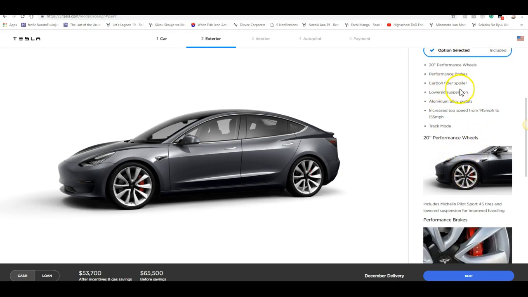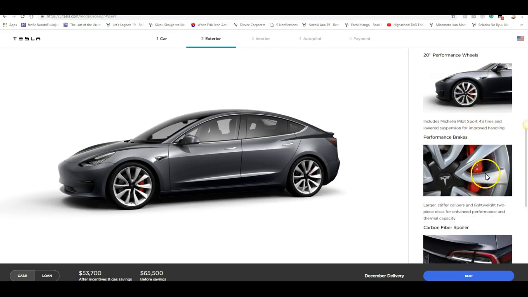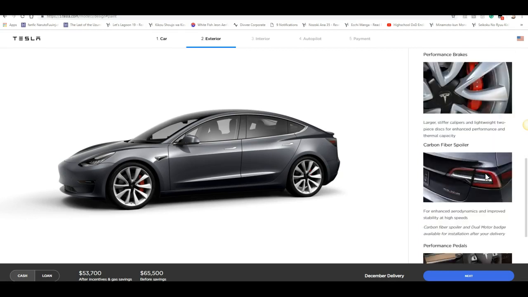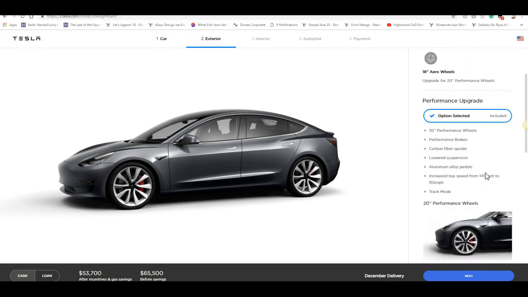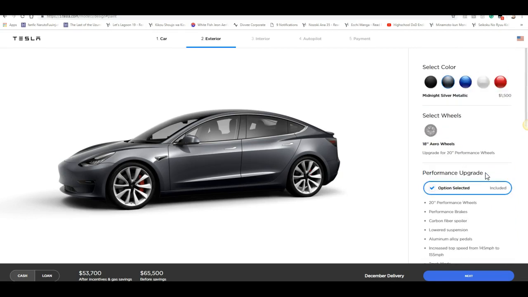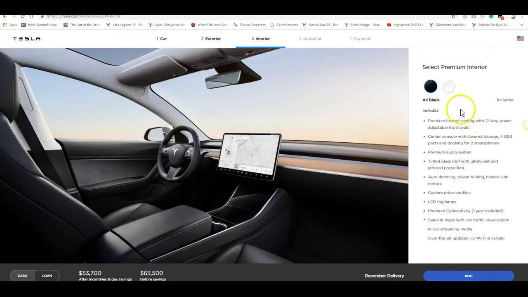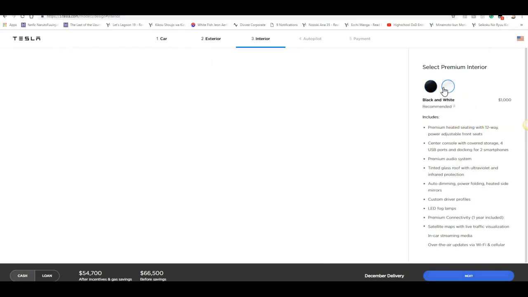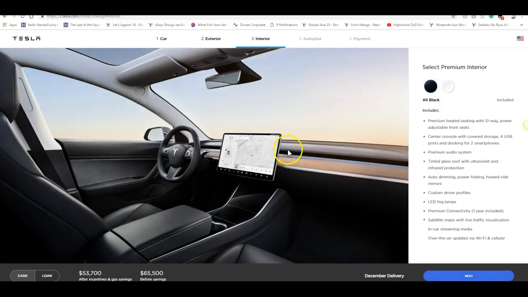Let's see, performance brakes, carbon fiber spoiler, performance pedals. Yeah, I'm gonna go ahead and do that. I can get the white interior, which I don't like. I'll dirty that up really fast. So I'll stick with the black interior, because I'll destroy some white material.